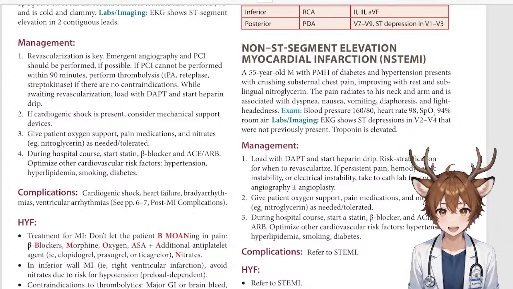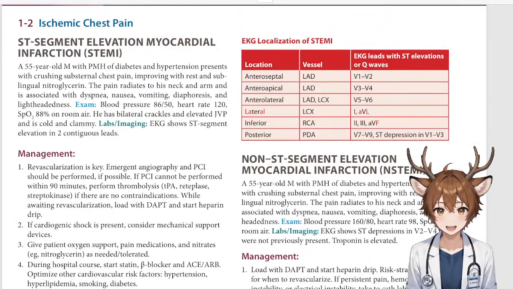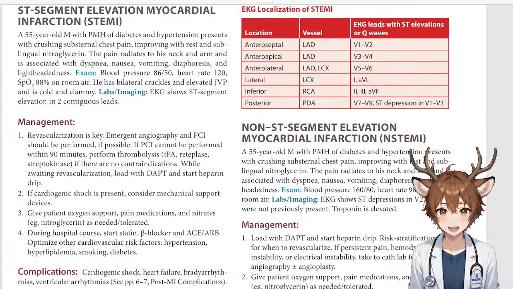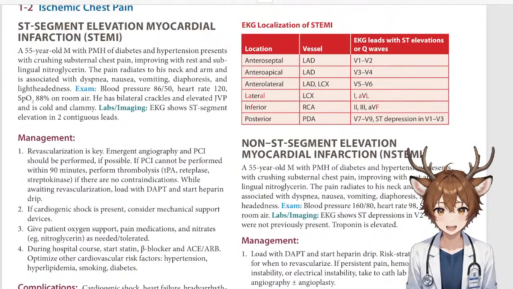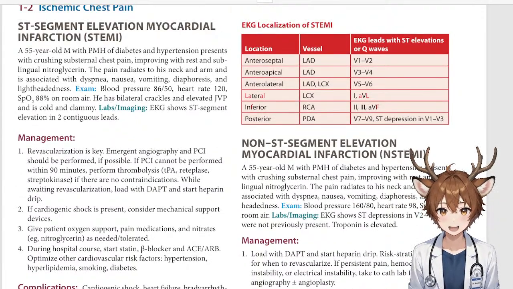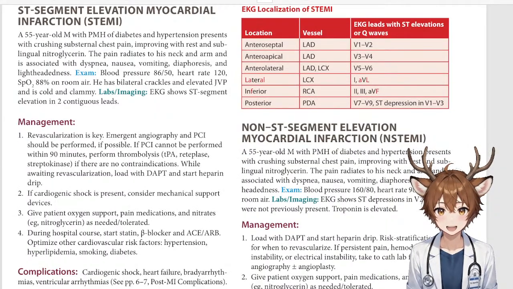Troponin is elevated. And remember, V2 through V4 means LAD with that one, anteroapical. Was that V2 through V4? Yes, V2 through V4, so that's between anteroseptal and anteroapical. So that's going to be LAD regardless, though.